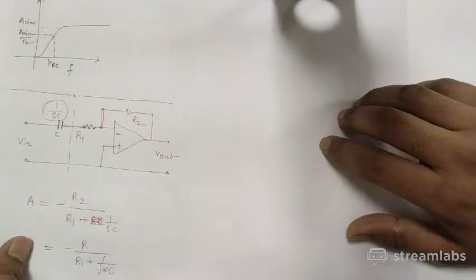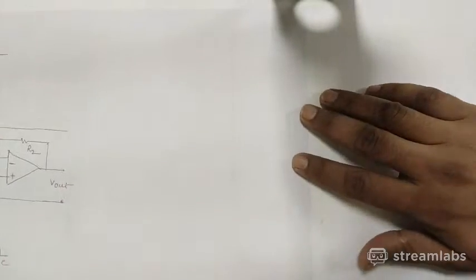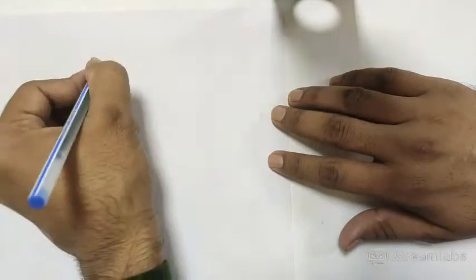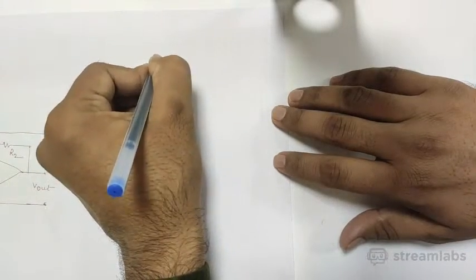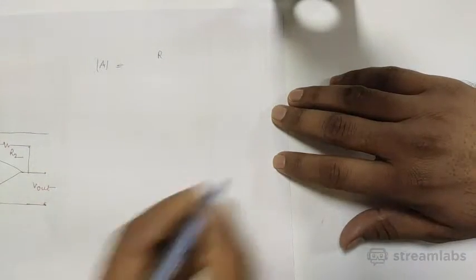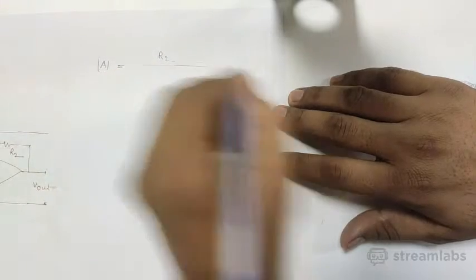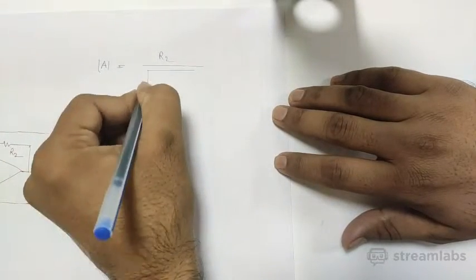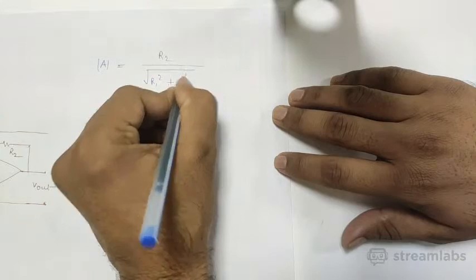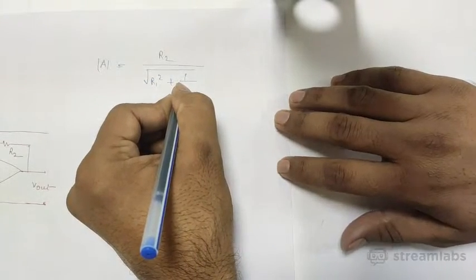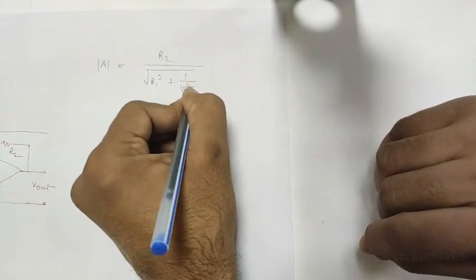Okay, so actually the mod of gain will be equal to R2 upon root over R1 square plus 1 upon omega square C square.